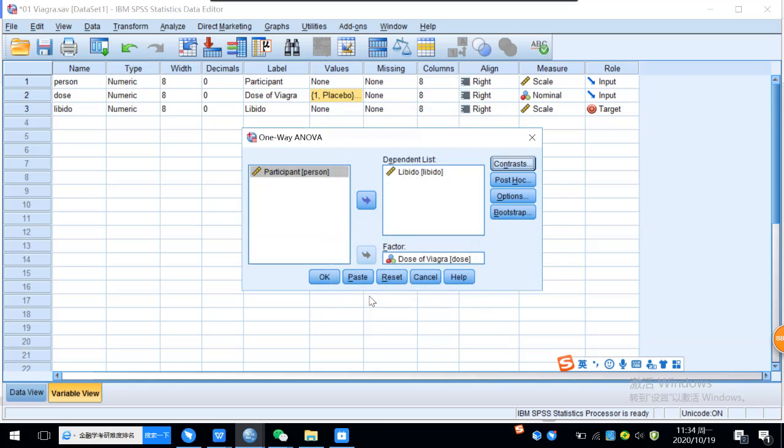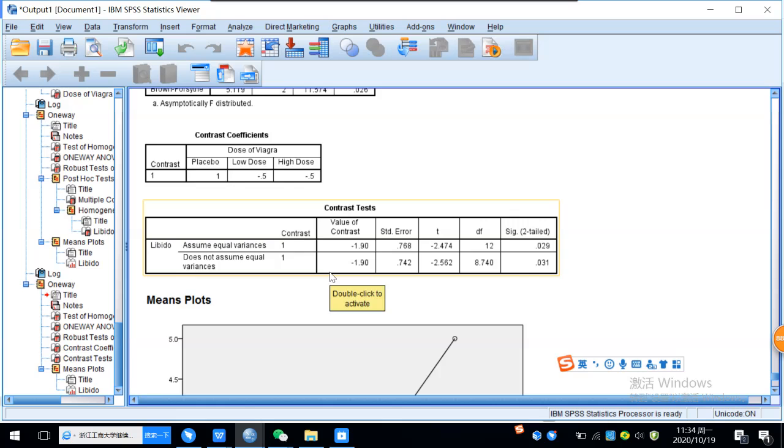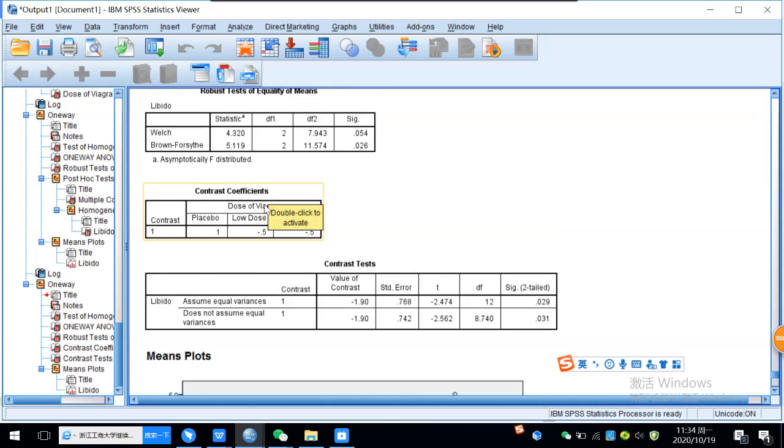Okay. Please look at the contrast coefficients here. Because this time we will test taking Viagra. If taking Viagra has a significant difference with the placebo, no Viagra, then we use 1 for the placebo, minus 0.5 for low dose, minus 0.5 for high dose. When we compare one group and another group, when we sum, we add all the coefficients together. It should be 0.